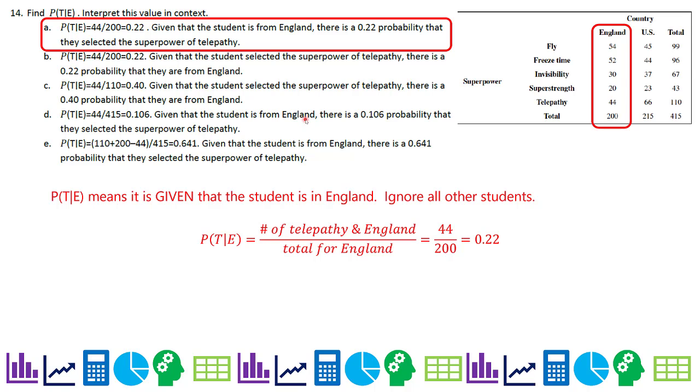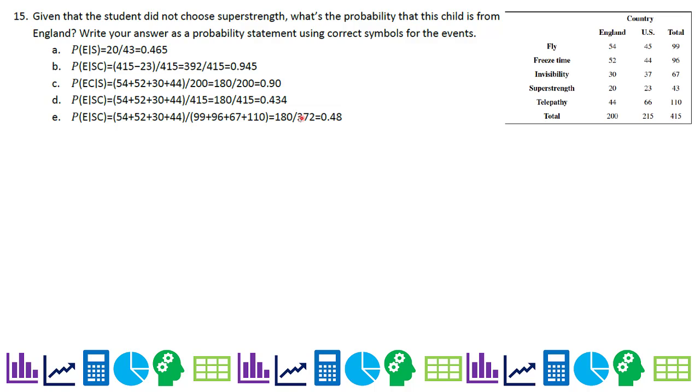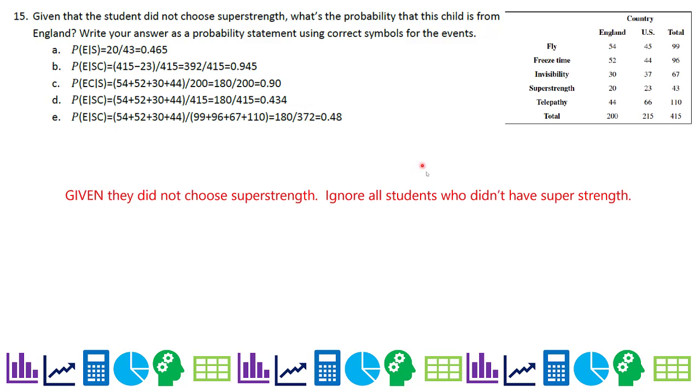I don't know, which one would I do? I'm not sure. Okay, given that the student did not choose super strength, all right, so we ignore all other students who chose super strength.